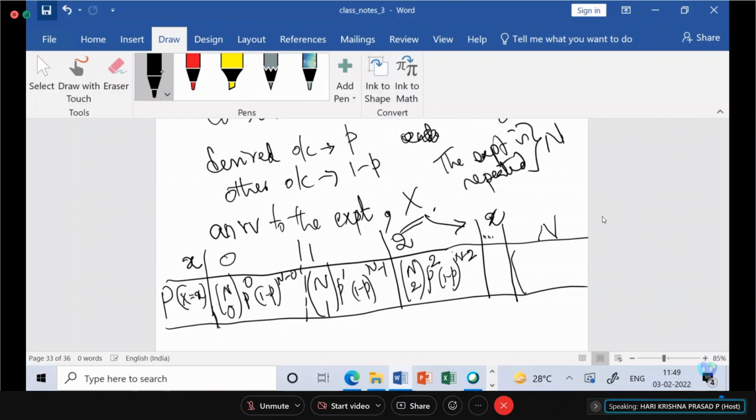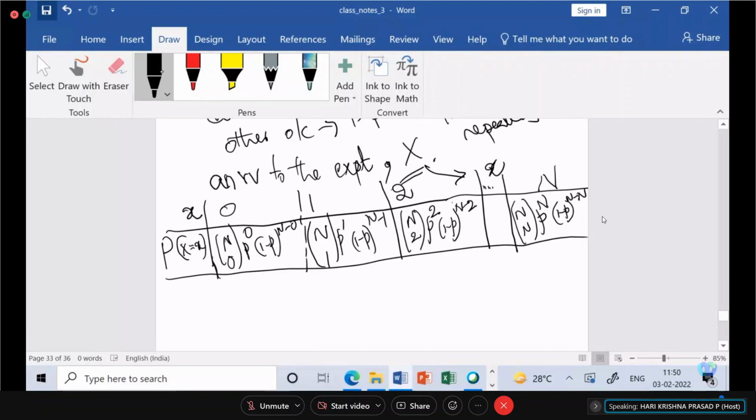When the experiment is repeated exactly n times, I want to know the probability that the desired event happens all the n times. This is the problem. First row refers to the values taken by the random variable. The random variable under consideration represents how many times exactly the desired event is happening. Any questions till now, please?